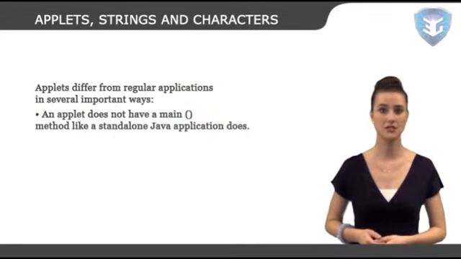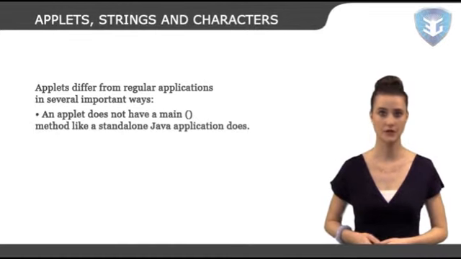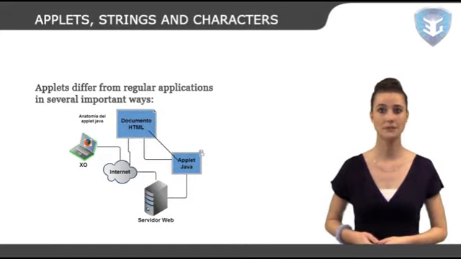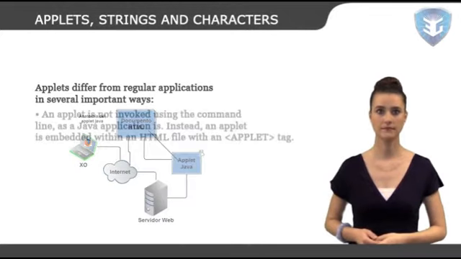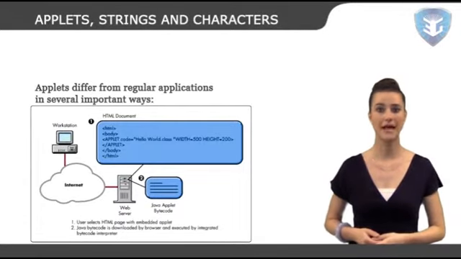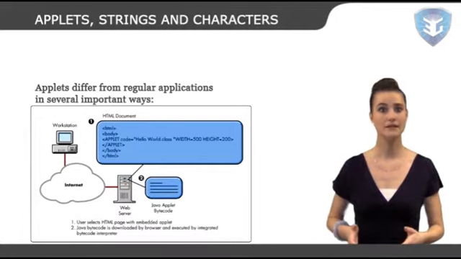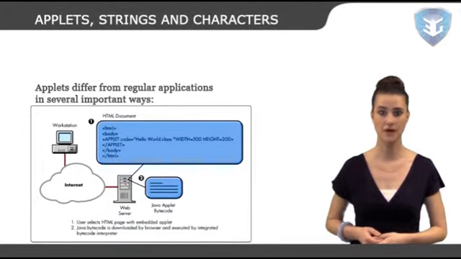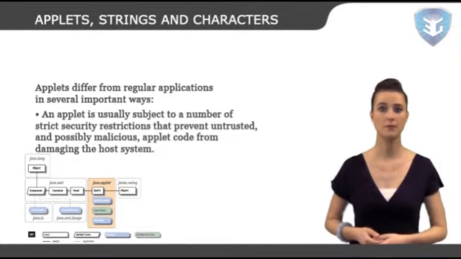Applets differ from regular applications in several important ways. An applet does not have a main() method like a standalone Java application does. Writing an applet is a lot more like subclassing an AWT or Swing component than writing a standalone application. An applet is not invoked using the command line as a Java application is. Instead, an applet is embedded within an HTML file with an applet tag. And instead of reading command line arguments as an application does, an applet gets its arguments from param tags in the HTML file. An applet is usually subject to a number of strict security restrictions that prevent untrusted and possibly malicious applet code from damaging the host system.